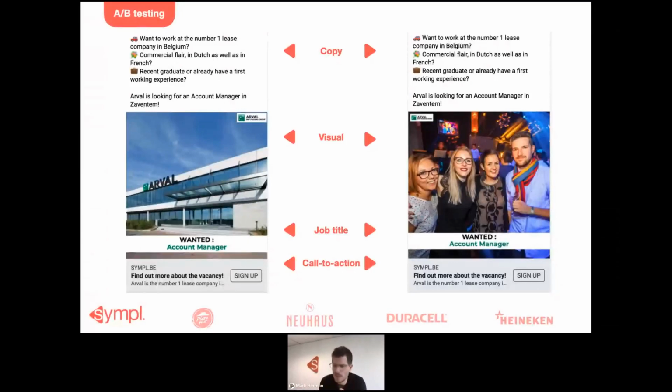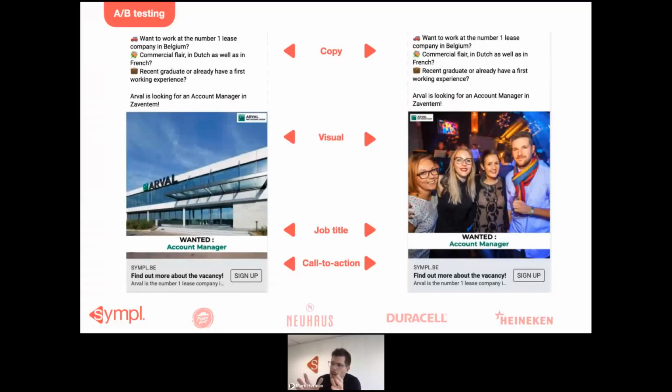Now, what's A/B testing? A/B testing is an approach where you are able to select what works best in your ad. Because an ad that is going to be seen by your potential applicants or candidates is not just the visual that they can see. It's also the text or the copy that's above it. It's the job title that is being advertised, but it could also be the call to action, right? Which is at the bottom of the advertising.